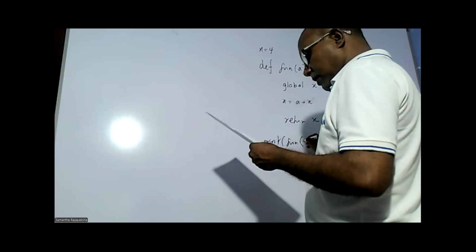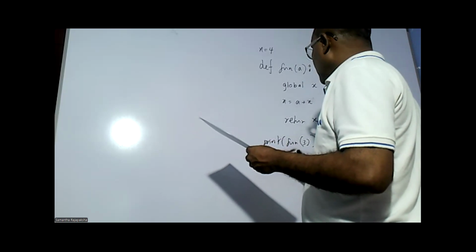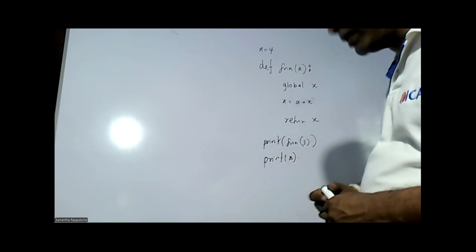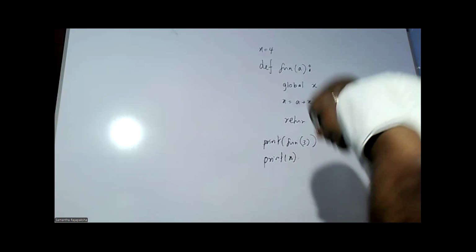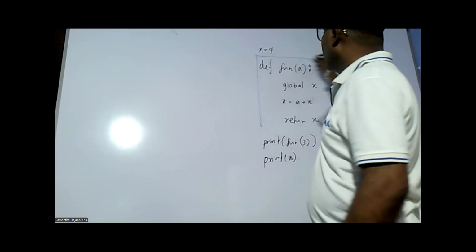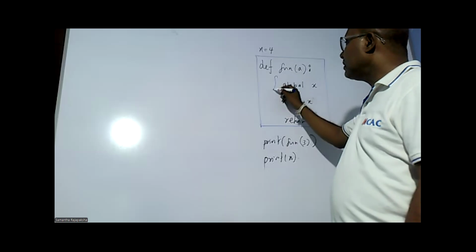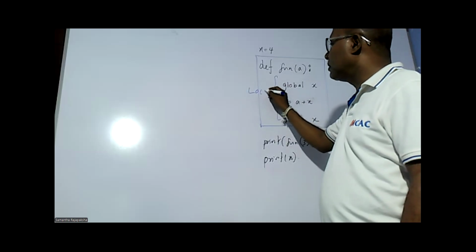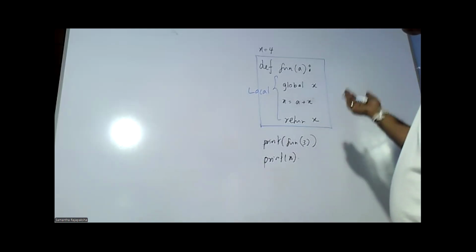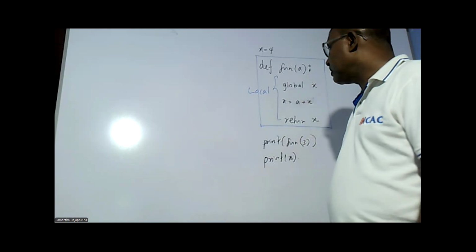We call the function with parameter 3 and print x. Now remember, this is the function definition, and this is the function we have. All the variables inside this function we call local variables. Remember, these local variables are not visible outside the function.